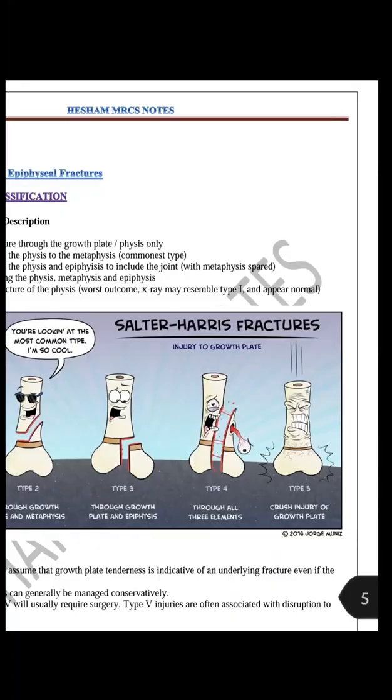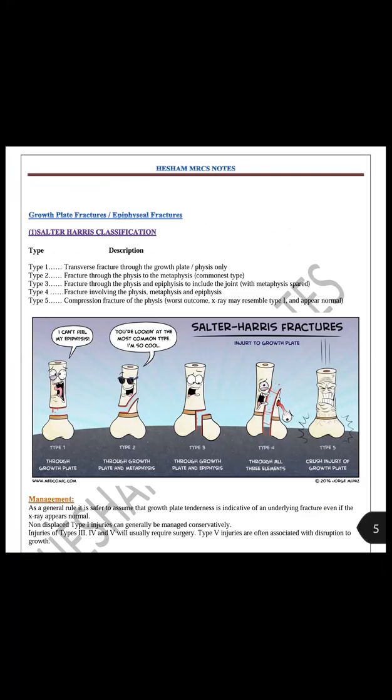The most important information here is that type 2 is the most common. This type, where there is fracture of the growth plate and the metaphysis, is the most common by percent, about 75%. This is the most common fracture in the growth plate. And the least common is type 5, which is crush injury, and this is about 1%.